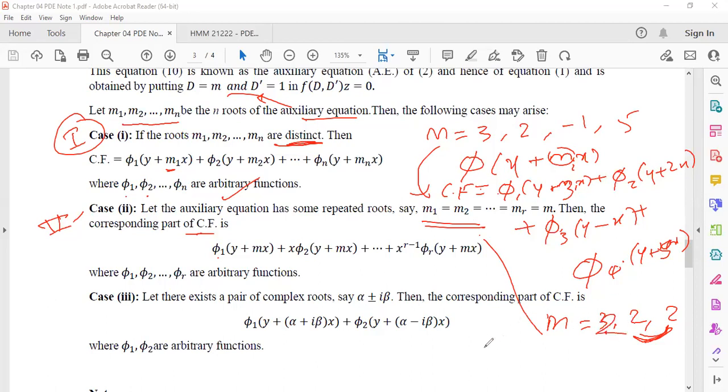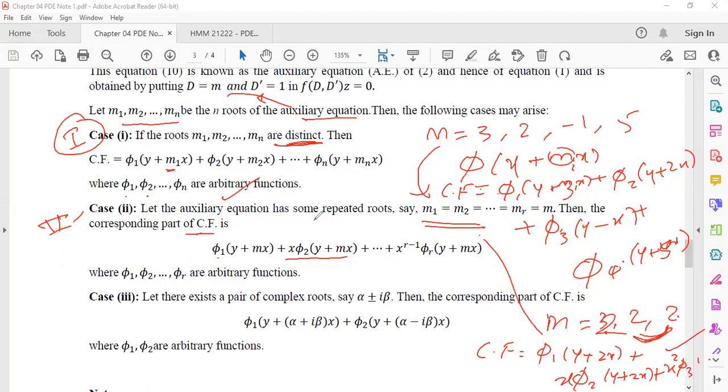This is my answer. So the complementary function will be phi 1 of y plus 2x. Again, I have the same repeated root now. So what you do is you write phi 2 of y plus 2x. Since the same m comes, we multiply by x terms. That's what they say, x times. Again, what about the next one? You will have x squared, isn't it? x squared phi 3 of y plus 2x. Similar way.